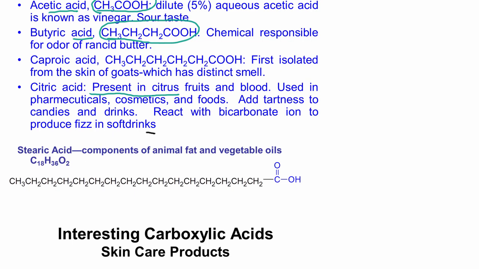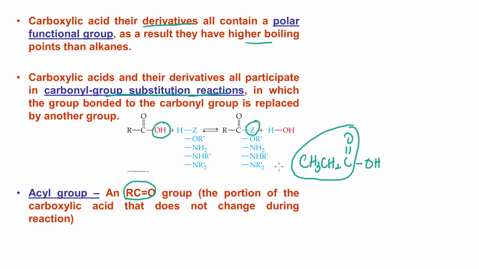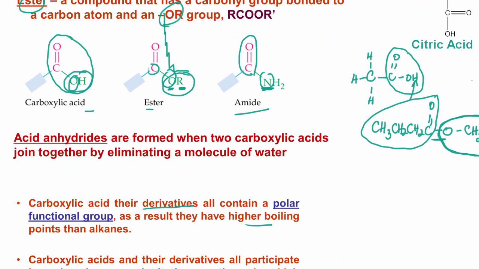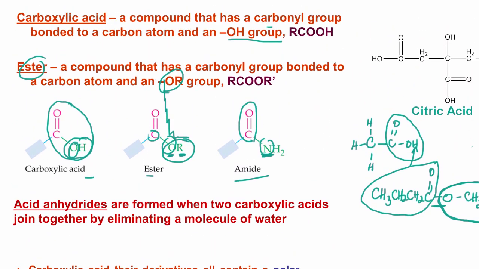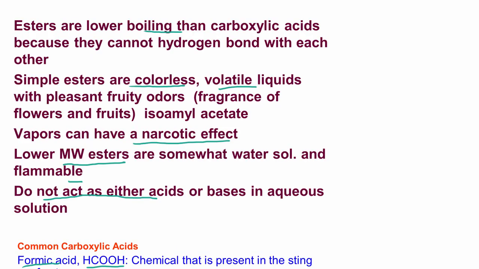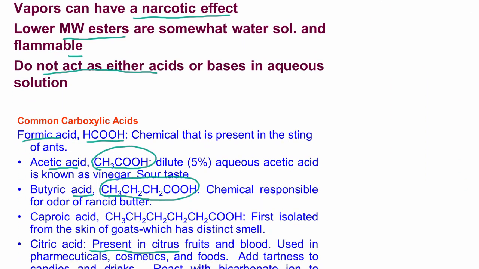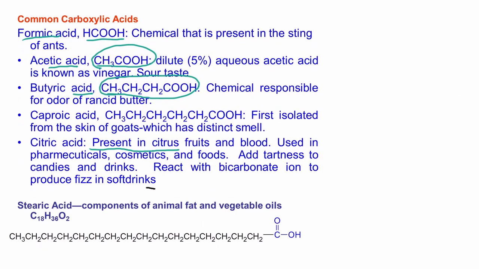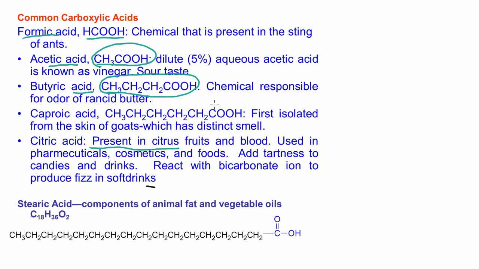In fact, citric acid, I showed you the structure for citric acid right here. And we find that in fruits. There are all kinds of uses for citric acid. You'll find it in cosmetics, pharmaceuticals, foods, and so on. It's very nice because it adds a tartness to drinks and sweets.